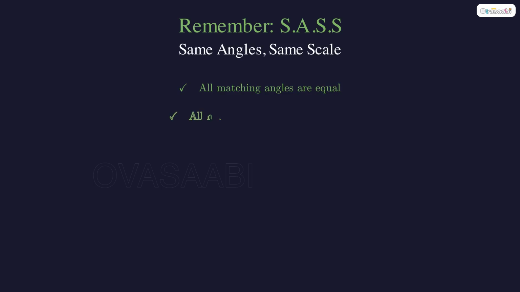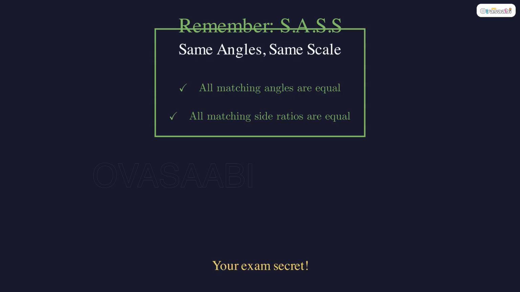Remember SAS, same angles, same scale. Two figures are similar when all angles match and all side ratios are equal. That's your exam secret.